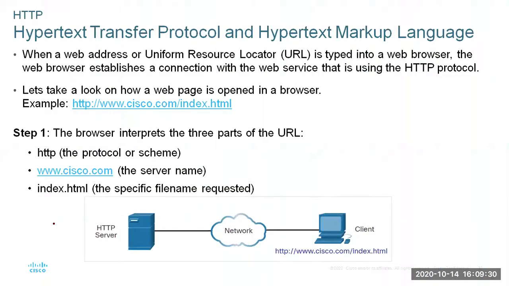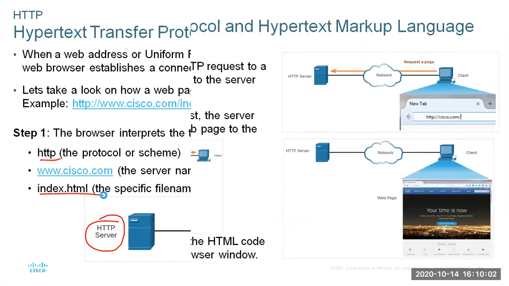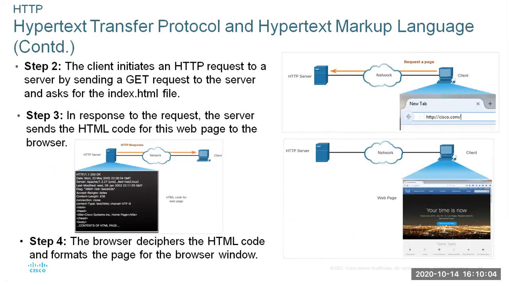How about HTTP, Hypertext Transfer Protocol? That is the protocol that controls our web server. When you want to browse the internet, this is it. That is the protocol. It says the browser interprets three parts of the URL: the HTTP, the protocol or its scheme, and the index.html, that is the specific file name requested. So if you are browsing, you need to understand that there is HTML.